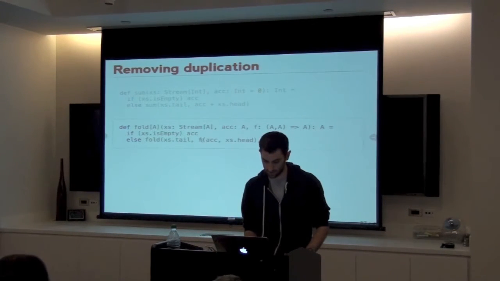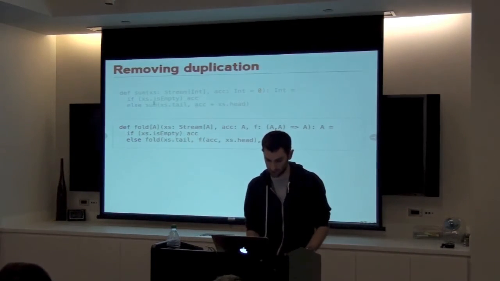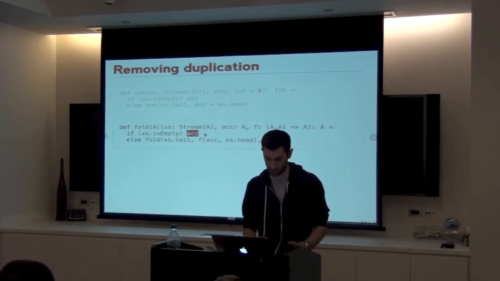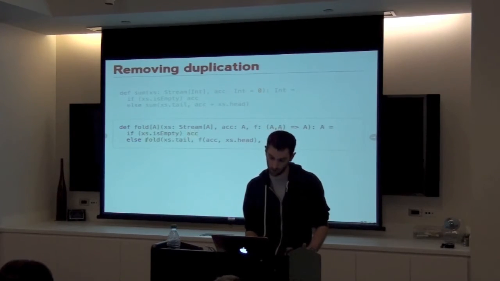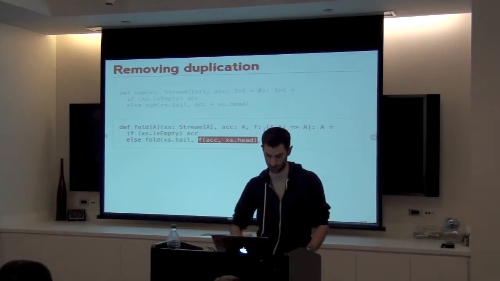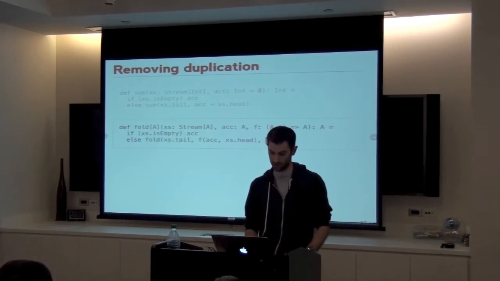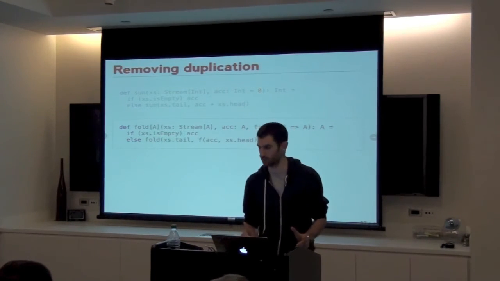And you can see the structure of the code is almost the same as sum. If xs is empty, we still return ACC, so that is syntactically identical. Otherwise, instead of calling sum, we're calling fold. We call the function that we were passed to update the accumulated value, and then we just pass the function along. Okay, so does that make sense?